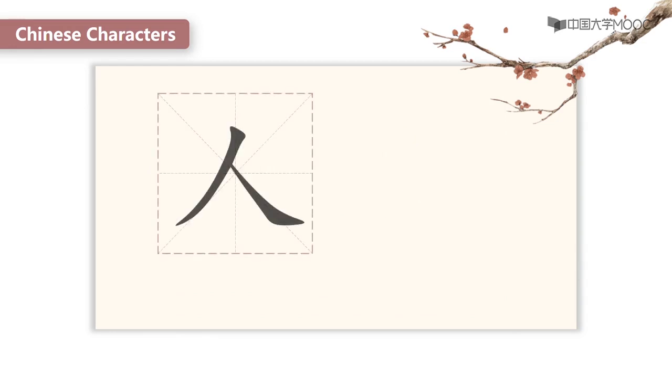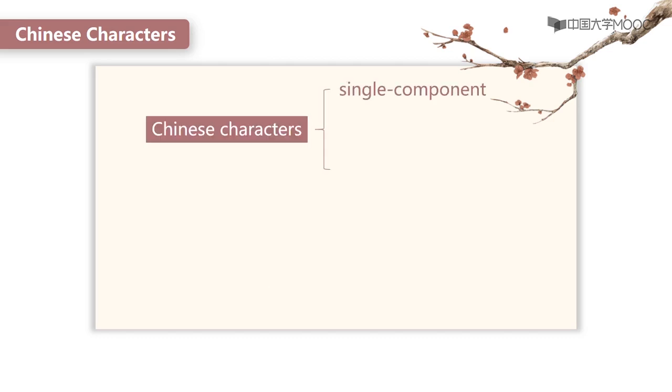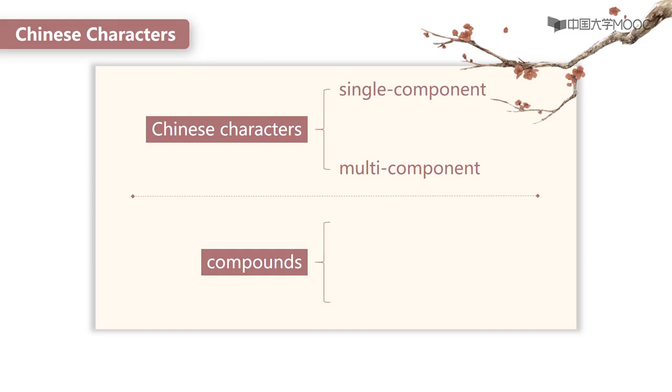If you want to write more beautifully, it's better to write on boxed sheets of paper. If you want to write correctly and smoothly, it's better to follow the basic order of writing, from left to right, and from top to bottom. There are single component and multi-component characters. Most Chinese characters are compounds, including left-right, top-bottom, etc.